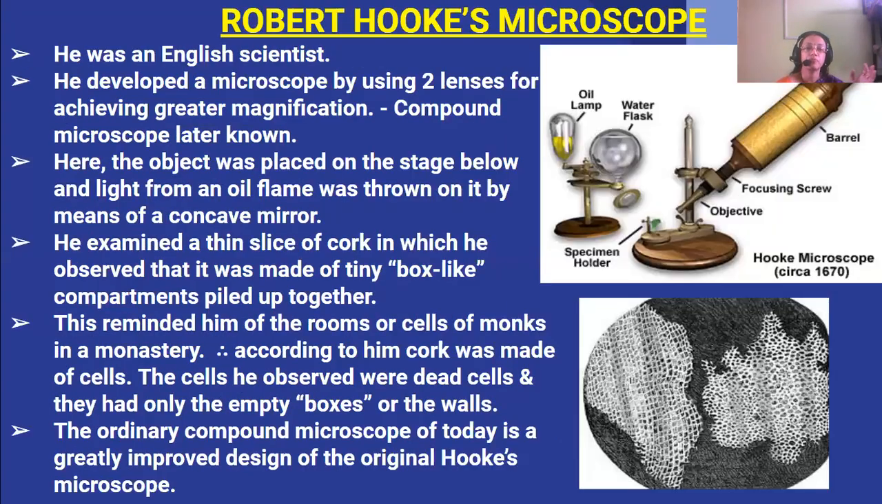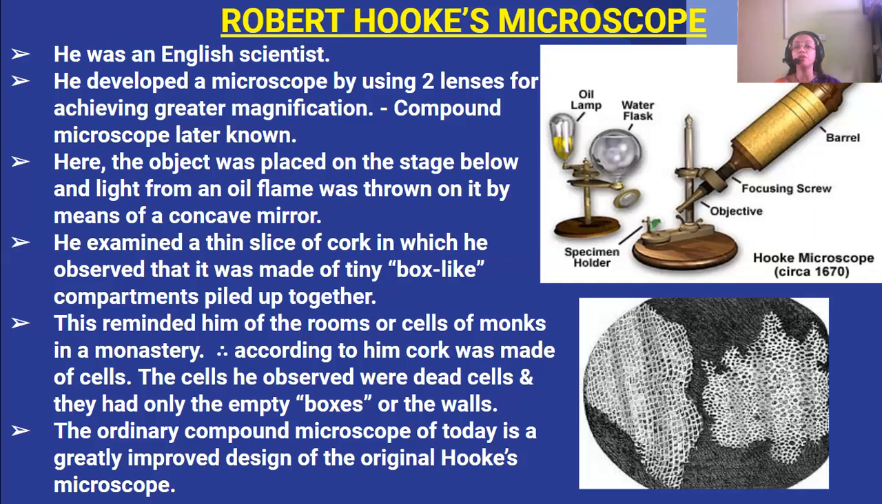Next we come to Robert Hooke's microscope. First discovered by Antony van Leeuwenhoek, then Robert Hooke developed the microscope. Antony van Leeuwenhoek was a Dutch scientist, and Robert Hooke was an English scientist. He developed a microscope using two lenses. Leeuwenhoek used a single lens, and Robert Hooke used two lenses to achieve greater magnification, and his microscope was known as the compound microscope.